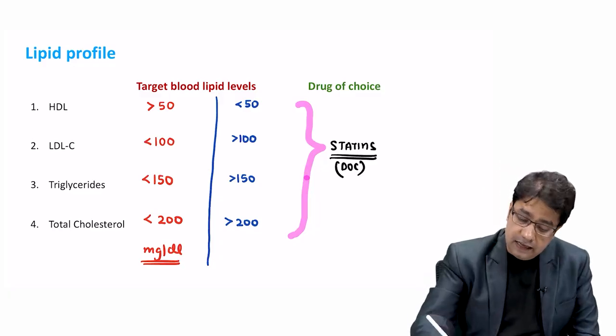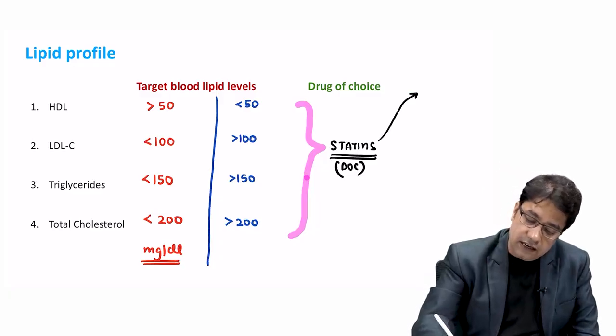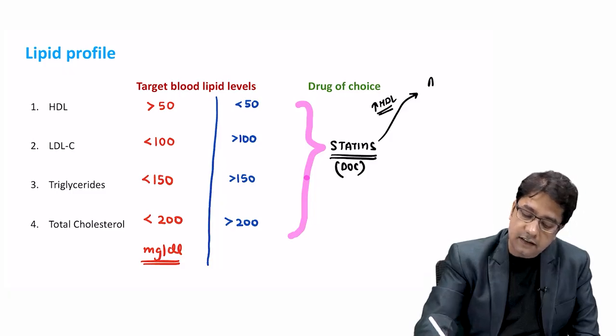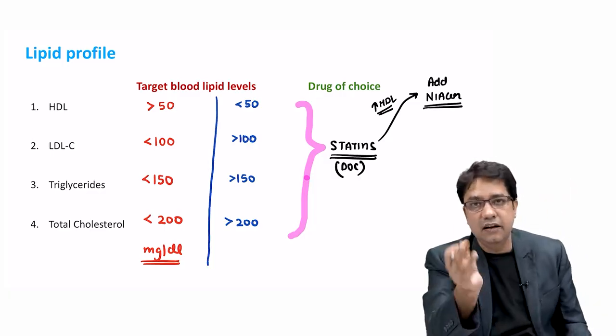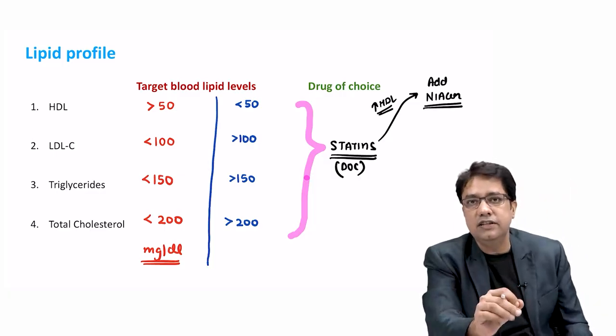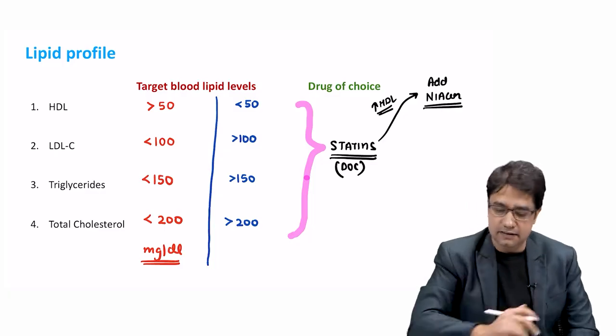But if you want to further increase HDL level, add niacin. So why do we give niacin? To further increase HDL level. If statins cannot increase HDL, add niacin.